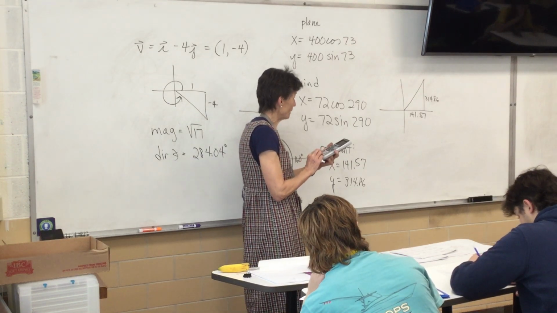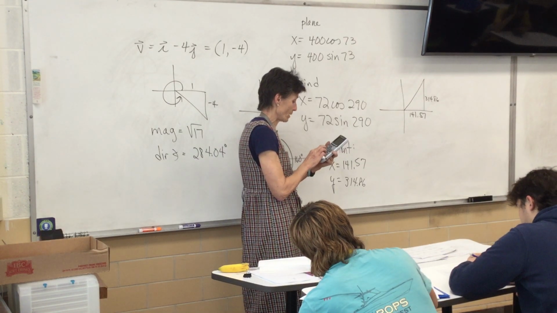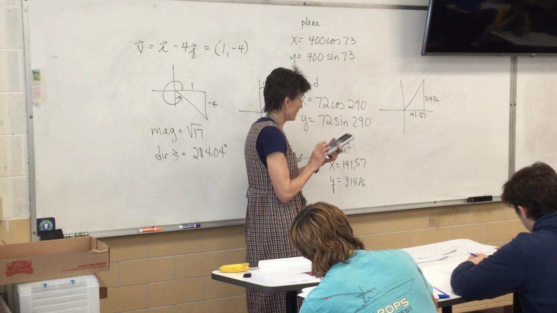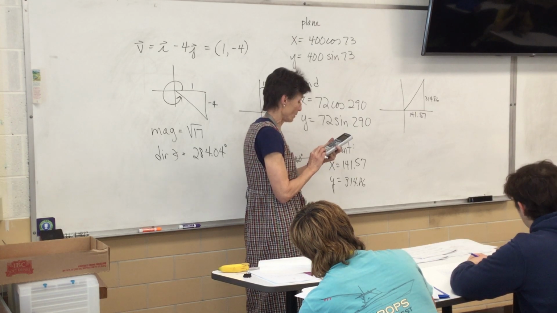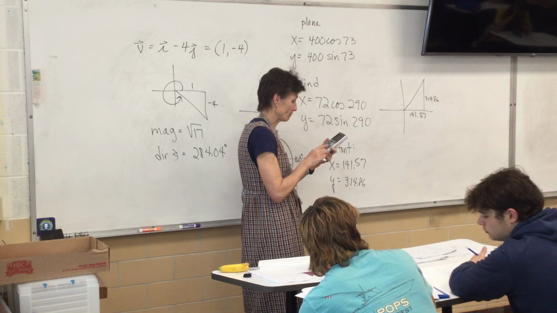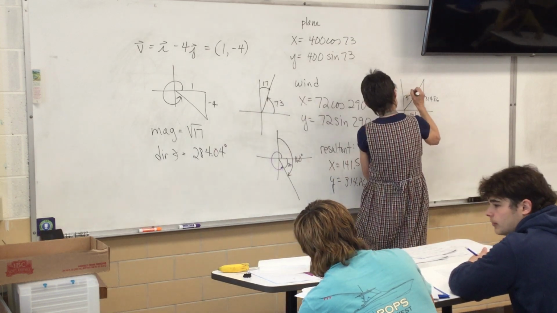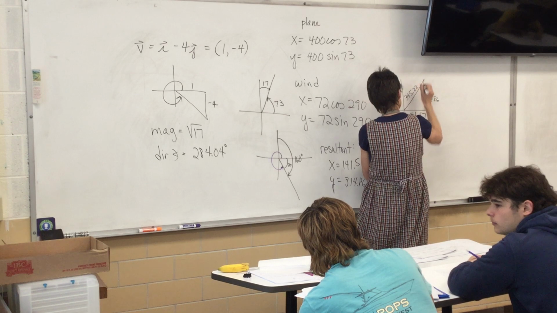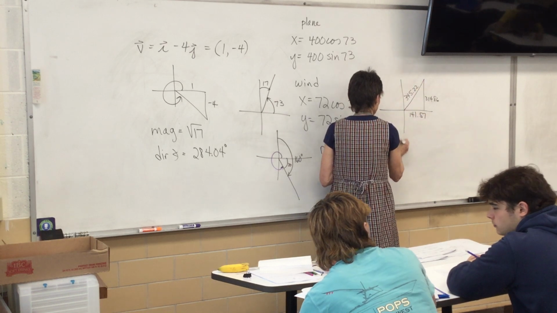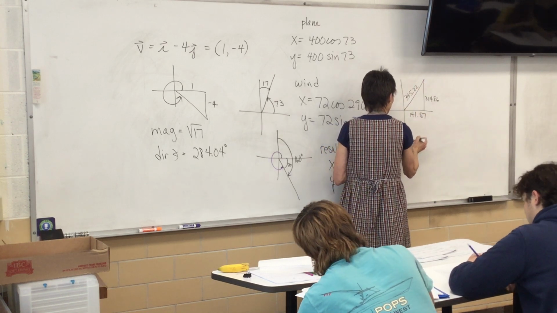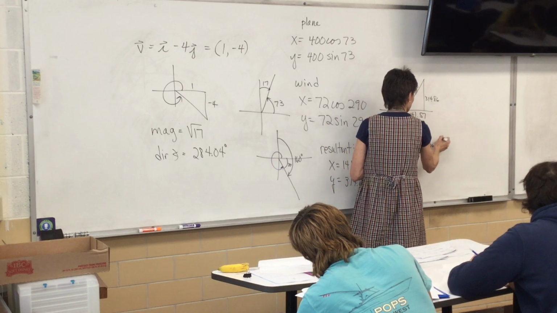So 141.57 squared plus 314.86 squared, square rooting it. I think this guy's going 345 miles an hour. So his actual speed is 345.22 miles per hour.